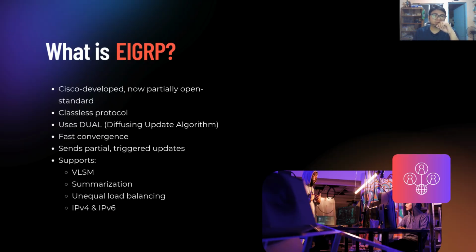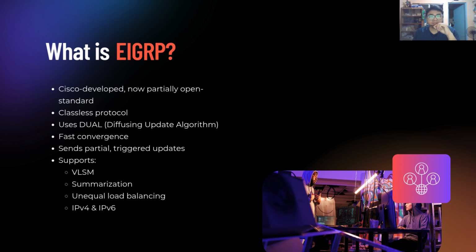Enhanced Interior Gateway Routing Protocol, or EIGRP, is a hybrid routing protocol designed by Cisco. It's highly efficient, supports classless addressing, and runs the DUAL algorithm, which guarantees loop-free paths and fast convergence. What sets EIGRP apart is its ability to send partial updates instead of full table broadcasts, which reduces unnecessary network bandwidth usage.